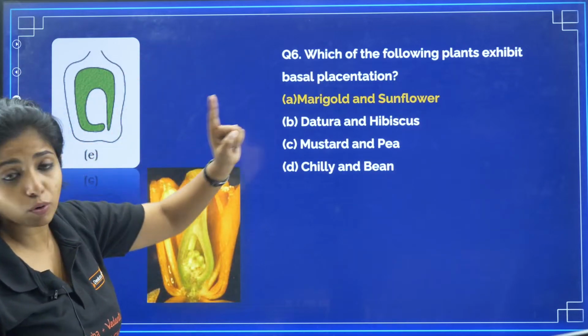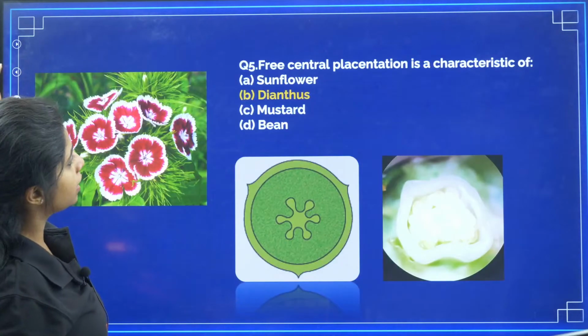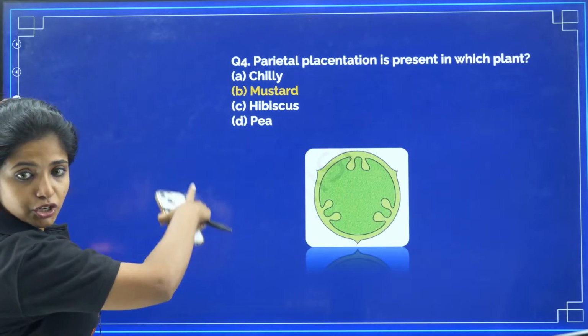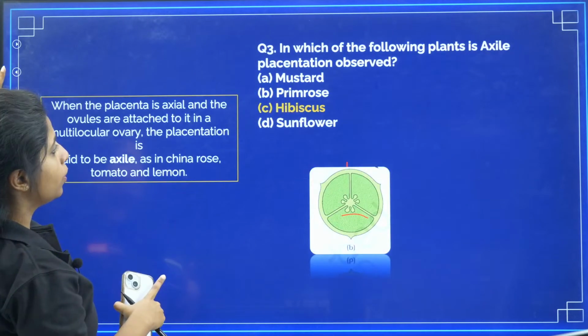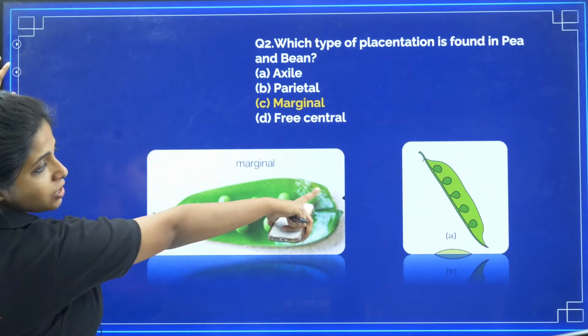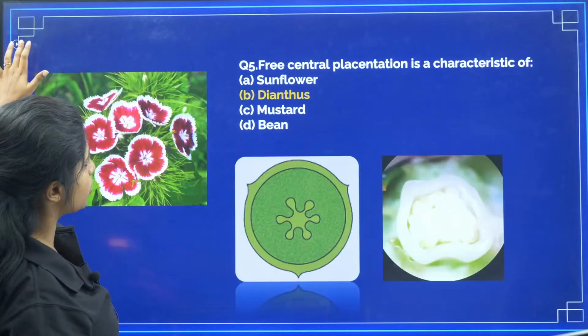We'll go back again once more. Listen to me carefully. Basal placentation in marigold and sunflower. Then free central placentation in dianthus. Parietal placentation, outside, you have mustard. And axial placentation in hibiscus, and marginal placentation in what? Pea. And axial placentation, you have China rose and lemon also as an example.